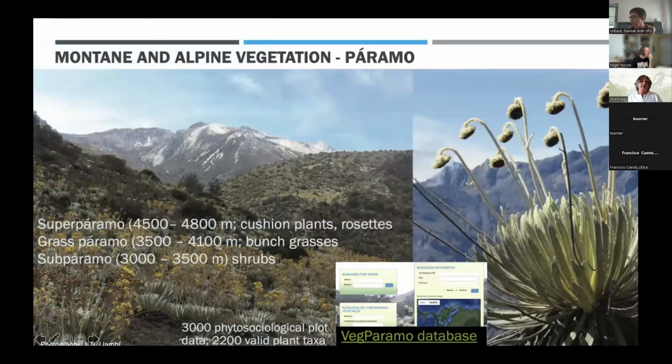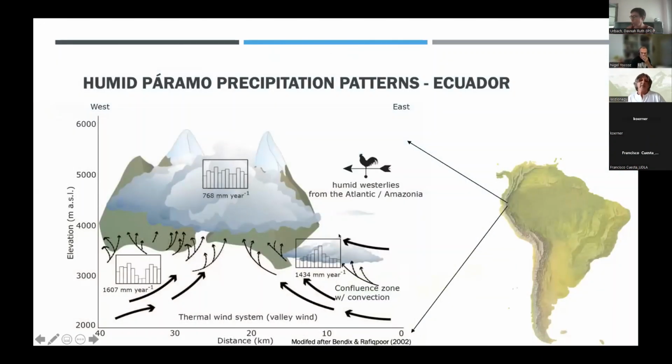Paramo, absolutely the champion in terms of species diversity. Within the Paramo, obviously we have a lot of different vegetation types related to topography, related to microclimate, related to water availability. There are interesting differences in the Paramo: in the Ecuadorian Paramo, the precipitation pattern is rather equal during the year. It's partly due to the westerlies coming from the Atlantic, Amazonia, and the local convective lifting of humid air. On the other hand, in the Paramos of Merida, there is seasonality. So again, we cannot really generalize, not even in the humid Paramo.